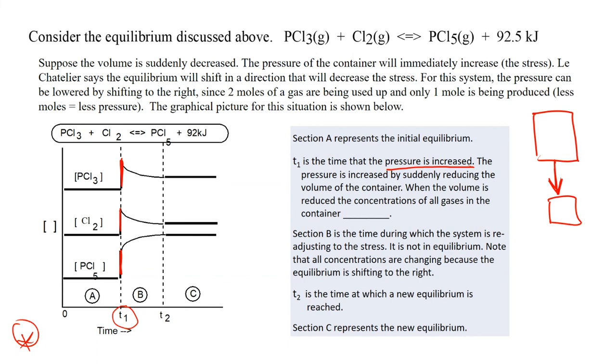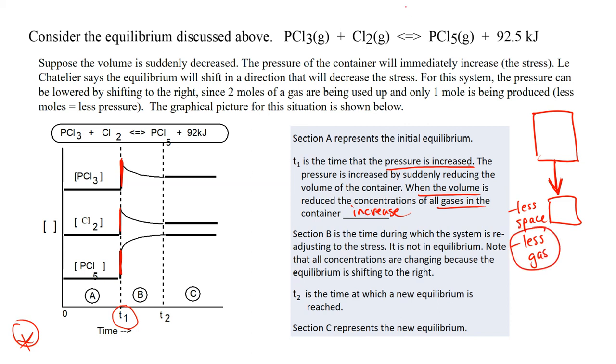So all of the gases increase their concentration. That's at time 1. So in section B, that time period, things are happening to adjust for that. So let's think about this. We've decreased the volume, so less space is available. So this system will shift to the side that has less gases.